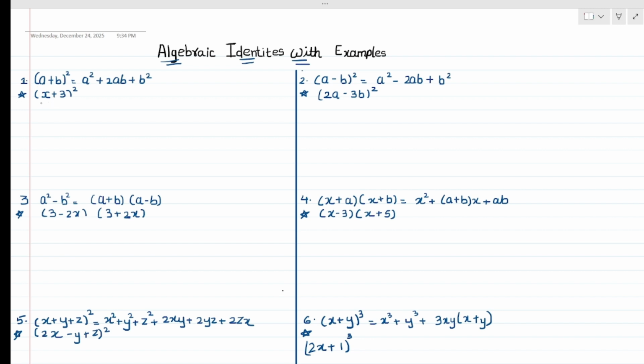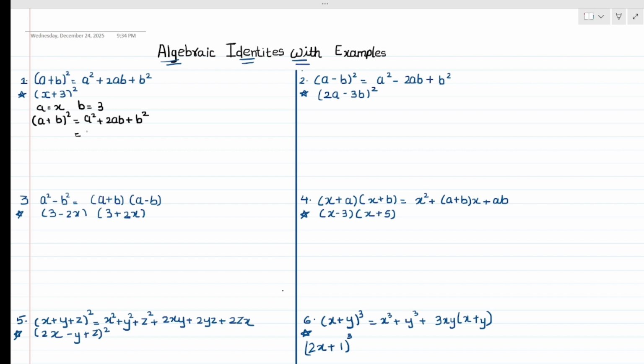The first example is (x plus 3) the whole square. Okay. So as you can see over here, x plus 3. So let's take our a is equal to x and our b is equal to 3. So wherever I will see a in my identity, I will substitute x, and wherever I will see b in my identity, I will substitute 3. So first write the identity (a plus b) the whole square equals a square plus 2ab plus b square.